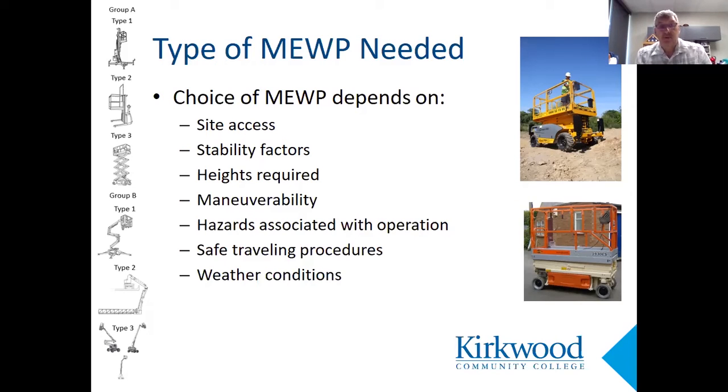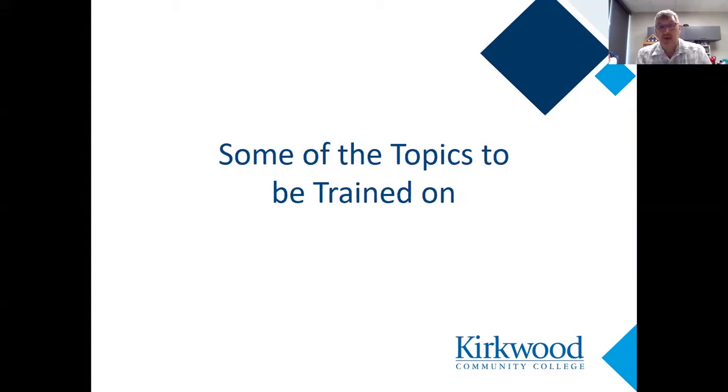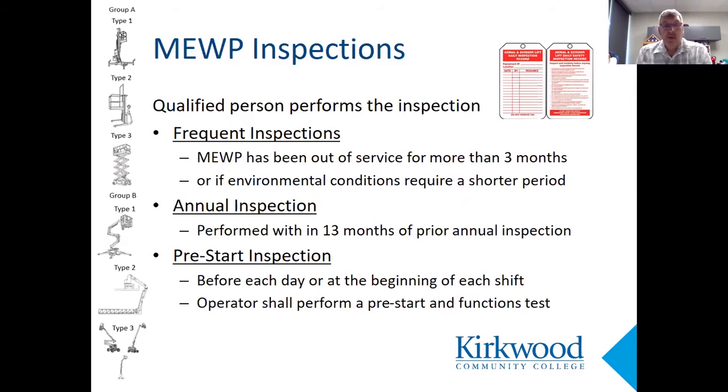So now we determined what our MEWP is. Now I'm going to talk about some topics that we need to train on. Maybe some more new terms here. Qualified person performs inspection. They suggest a frequent inspection there. ANSI describes a frequent inspection as when a MEWP has been out of service for 3 months. It could be an example of over the winter months, or it just wasn't used on the last job.